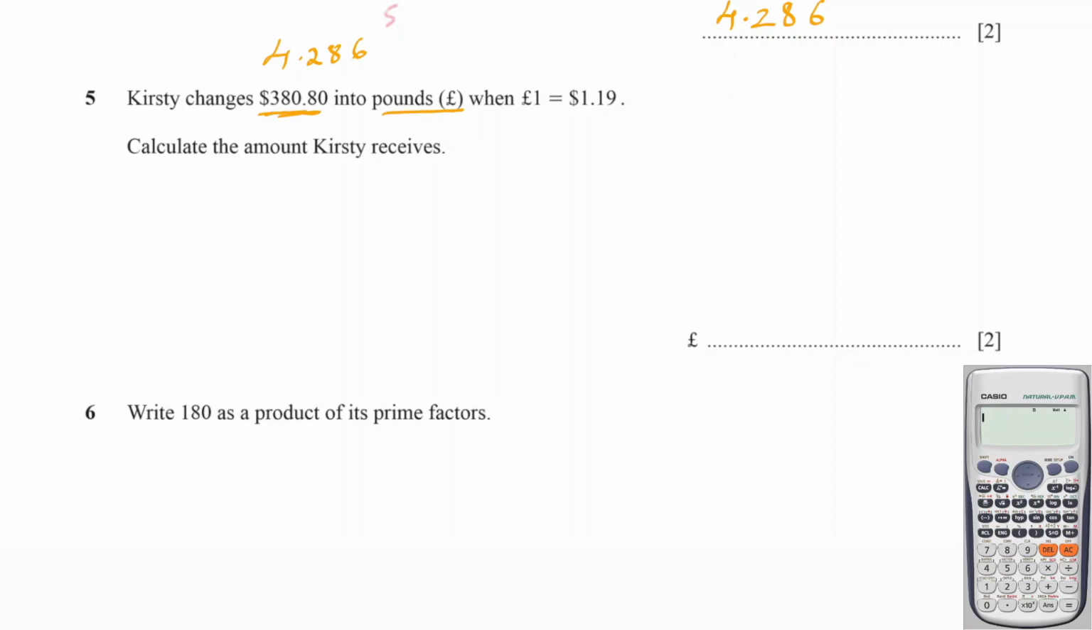So the dollar, which currency is much bigger? Actually, we can say the heavier, which currency is heavier? Here the pound is much heavier because 1 pound is equal to $1.19. It means that the pound is much bigger than the dollar here. So if we are converting from the smaller currency to the bigger currency, the one that is heavier, we have to divide. Okay, so it's like that.